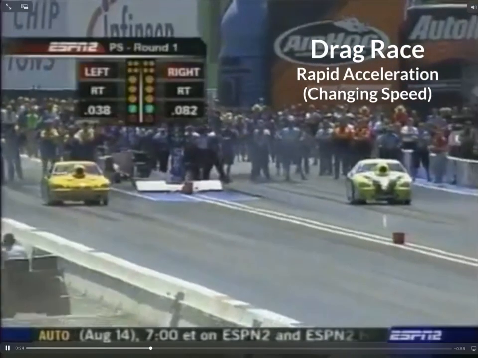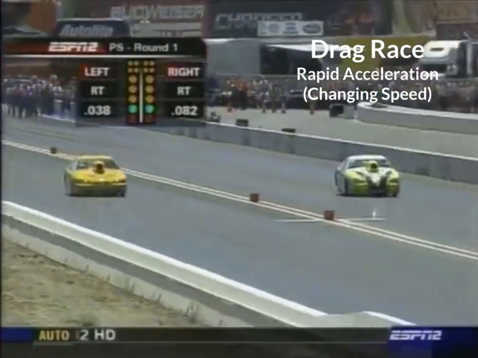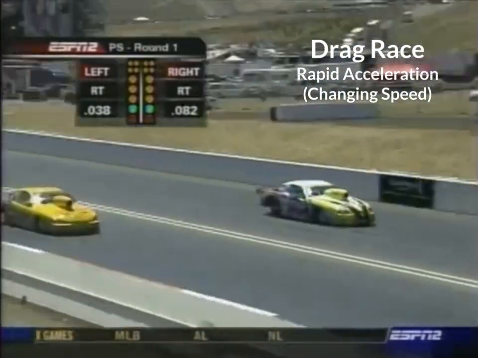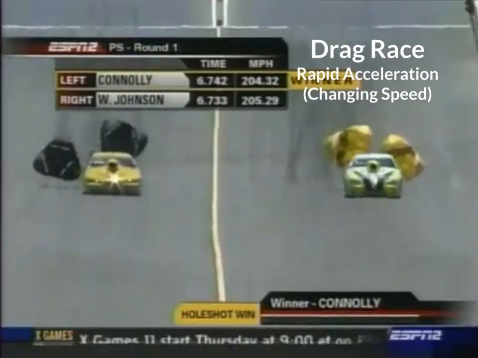Here we see it gradually. And the advantage is Conley. And Dave gets his revenge.